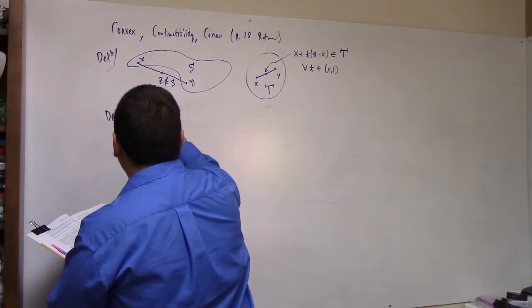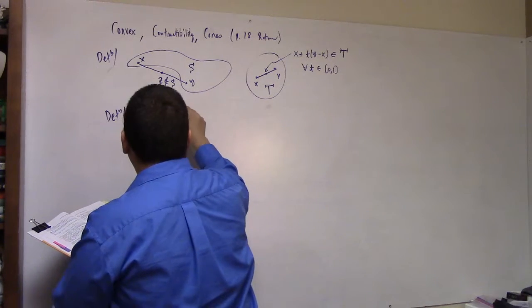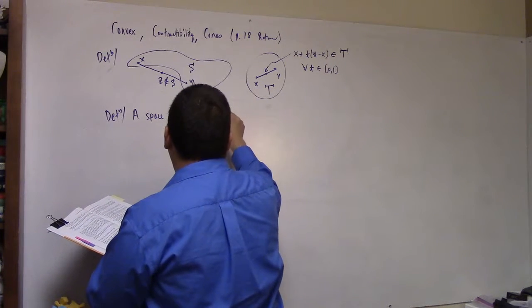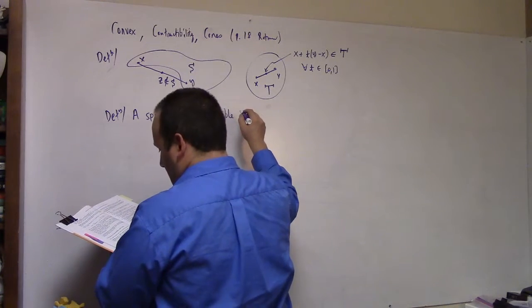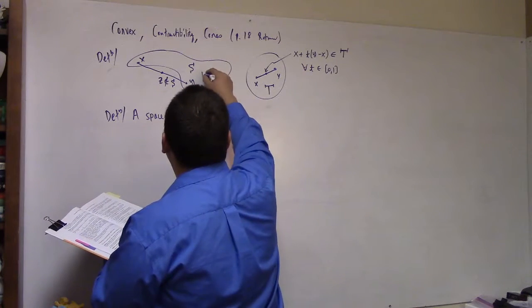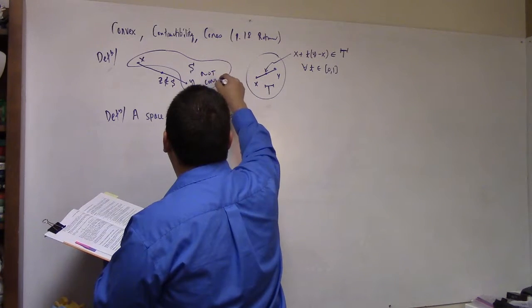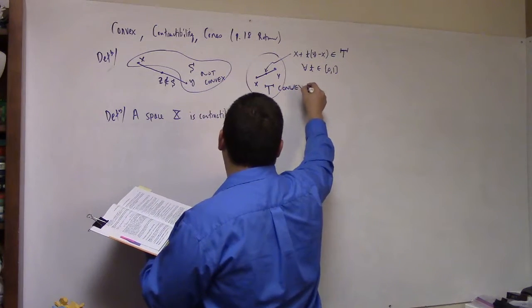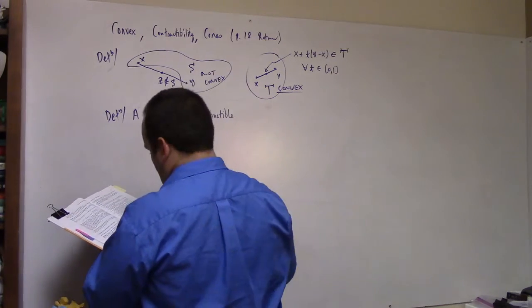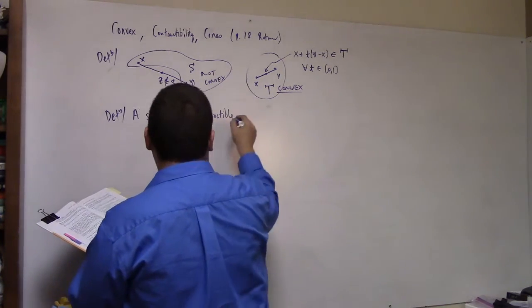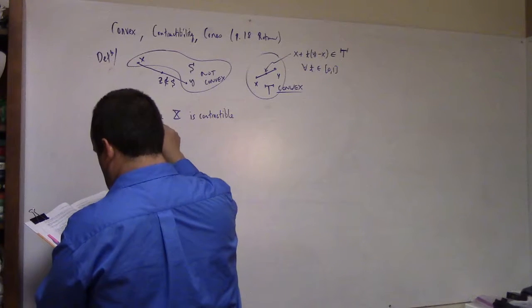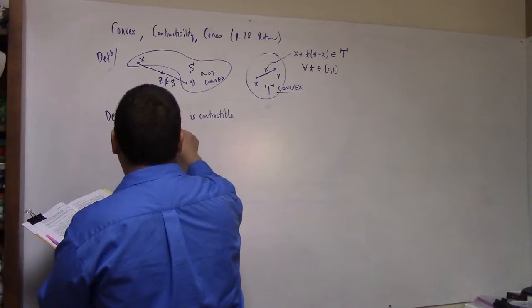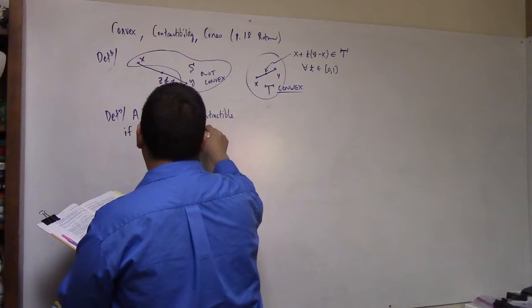Definition: a space X is contractible if what? The identity on the space is null homotopic.